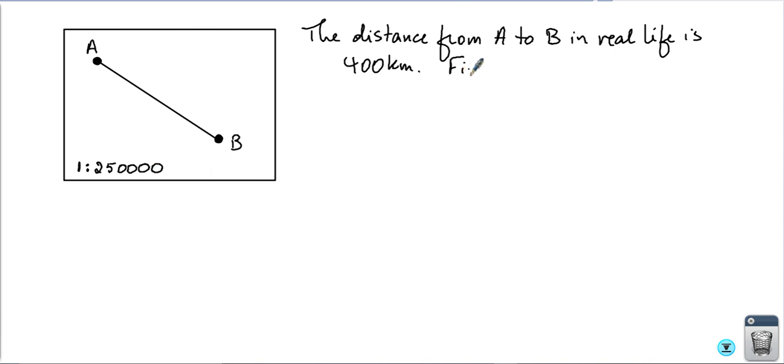Find distance AB on map. Okay, so we're going to use the information that we have to find the distance AB. So if we had to measure that with a ruler, how long would that be? So we're going to start from the map ratio which was 1 is to 250,000.